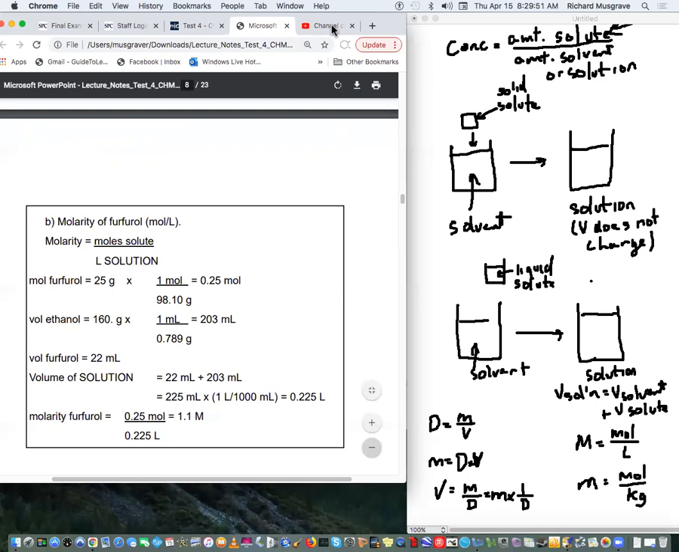Okay, so how do you feel about molarity involving a liquid solute?